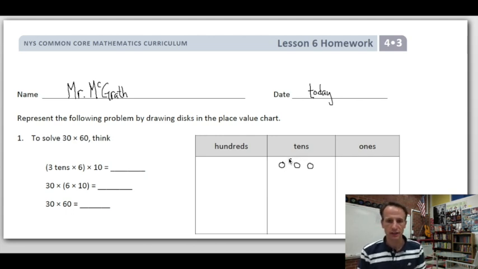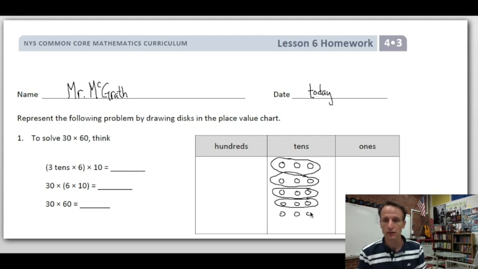So there's 3 tens, right? And let me circle them up. I'm going to do 3 tens times 6 and then multiply that by 10. So there's one set of 3 tens. Here's a second, 1, 2, 3. Circle them up. There we go. A third set of 3 tens, 1, 2, 3. A fourth set, 1, 2, 3. A fifth set, 1, 2, 3. And a sixth set of 3 tens, 1, 2, 3.